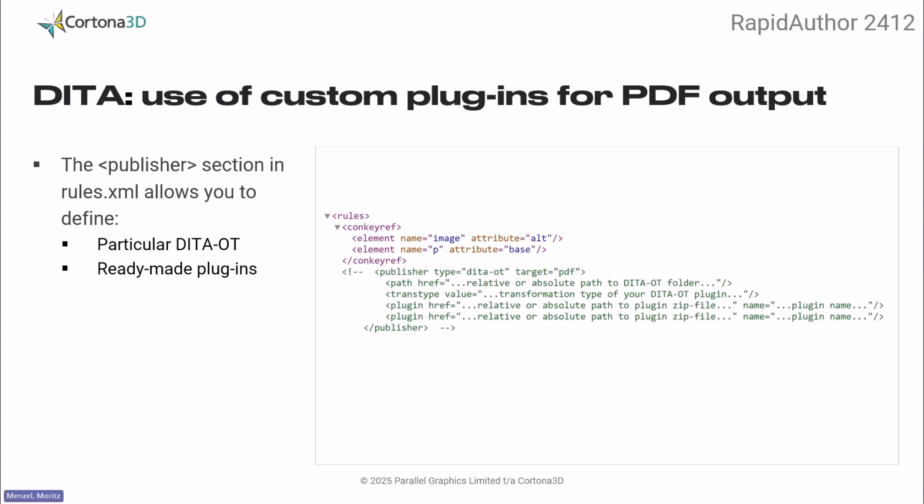This last functionality was added in the previous release, but we have not touched it in our previous webinar yet. So we'd like to mention it now, as it also relates to the customization of PDF documents. Using the rules file that we mentioned earlier, you can specify the required DITA Open Toolkit and your ready-made plugins that will be applied when creating the PDF output. This can be done in the Publisher section of the rules file.